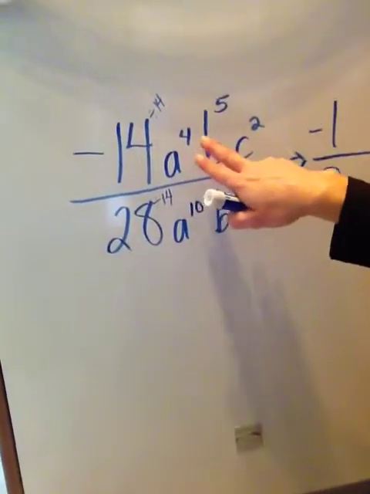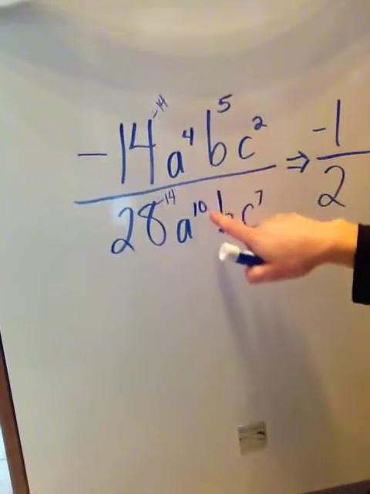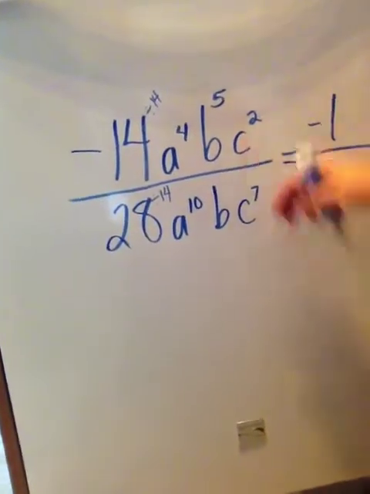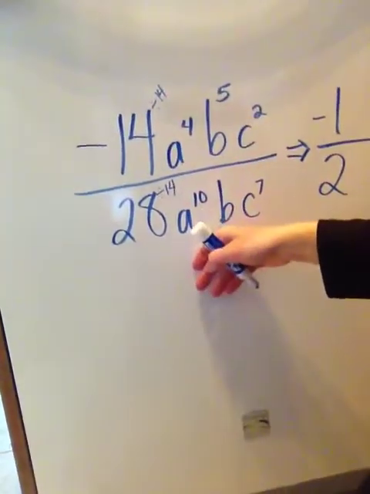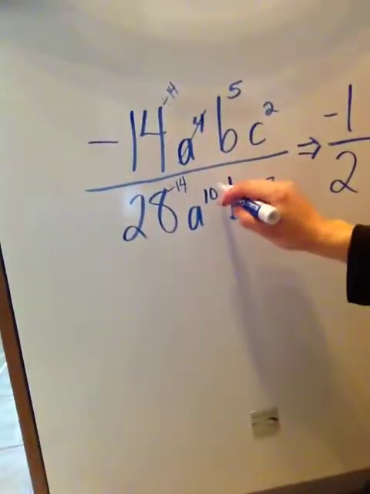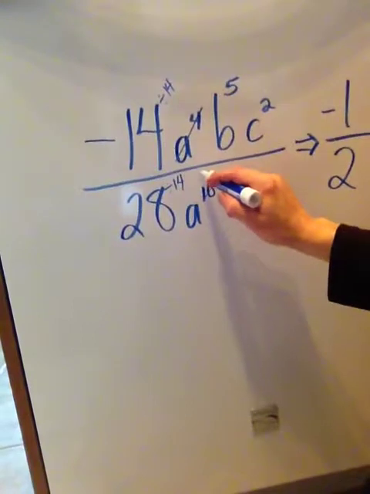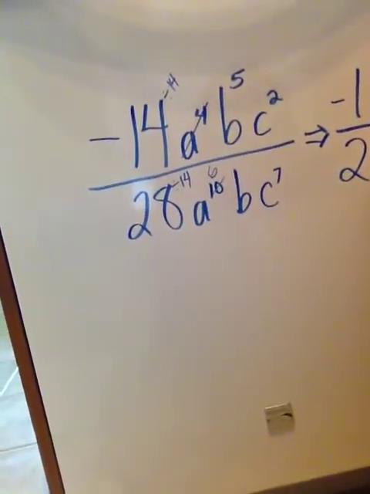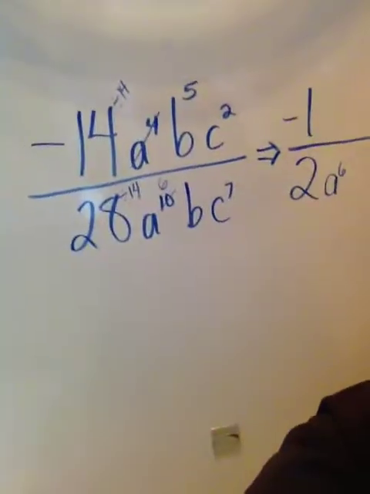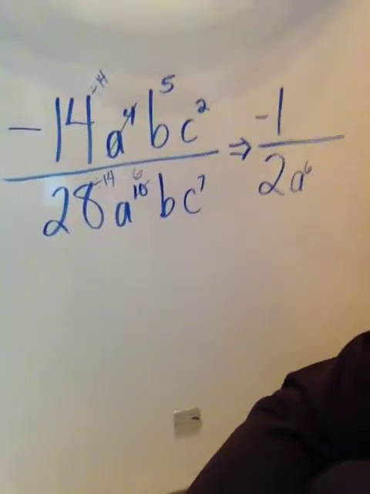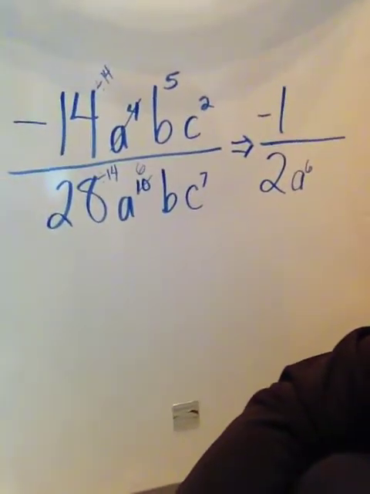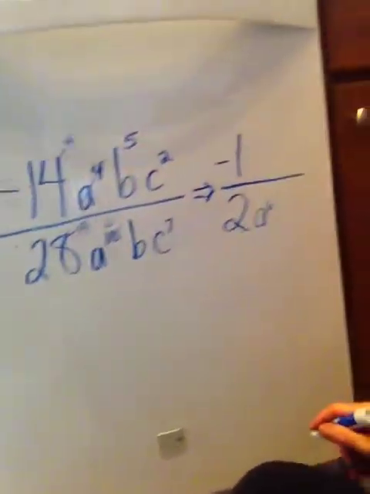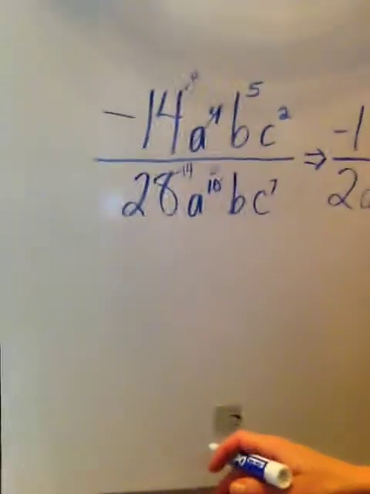So upstairs I have 4 A's. Downstairs I have 10 A's multiplying. So 4 are going to cancel with 4 downstairs. So if I take 4 away from that 10, that leaves me with 6. So notice my A is to the 6th power, and it's downstairs this time in the denominator, because I had more in the denominator than I had in the numerator. Okay?